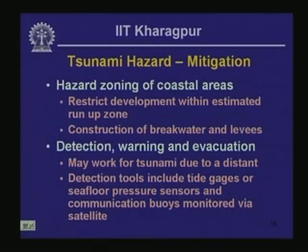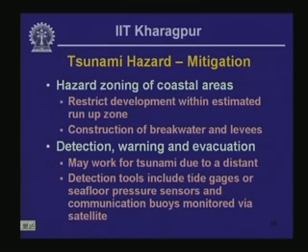Regarding hazard mitigation, there are two strategies. Number one is hazard zoning of coastal areas. Here we try to restrict development within the estimated run-up zone or estimated wave height of the tsunami. And secondly, construction of breakwaters and levees some distance away from the shoreline that is under the influence of tsunami waves.